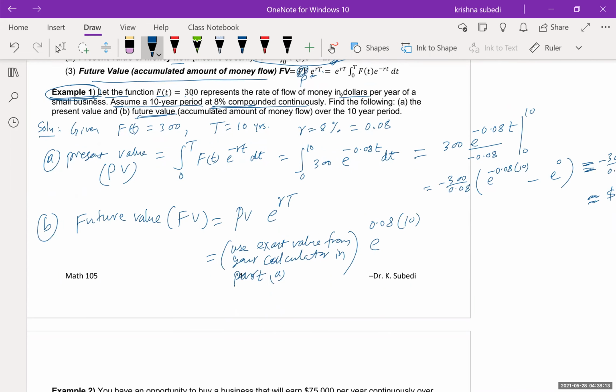So then what you get here is whatever that value is. I don't know what that value is. Use your calculator times e raised to power 0.8. And then when you multiply these two values, let me know what the answer is. My calculator tells me it is $4,595.78. Did you get the same thing?